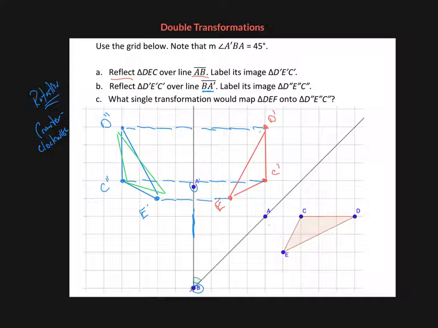And as we said earlier, a rotation of 90 degrees, which was 45 times 2, gets us that last answer there. So what's the single transformation? A rotation counterclockwise of 90 degrees. And we got that 90 because it's always going to be double the angle formed right here.